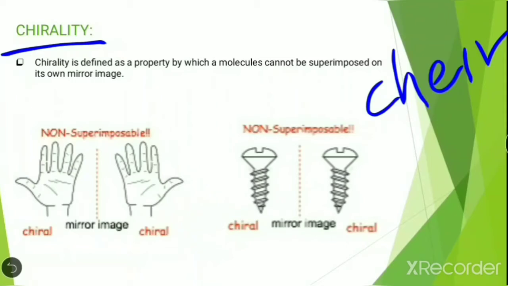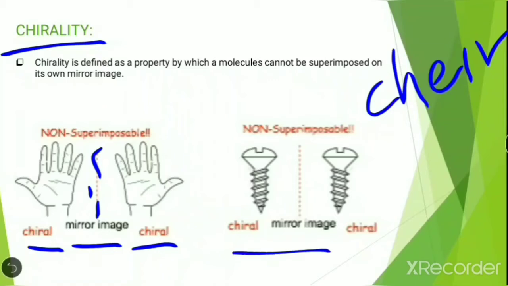You can see here we have the image of a hand. This is the left hand and this is the right hand. Both the hands are mirror images, but they are not superimposable. You can also put your right hand and left hand together and try to superimpose. It is not superimposable. Hence, this is a chiral molecule or chiral object.